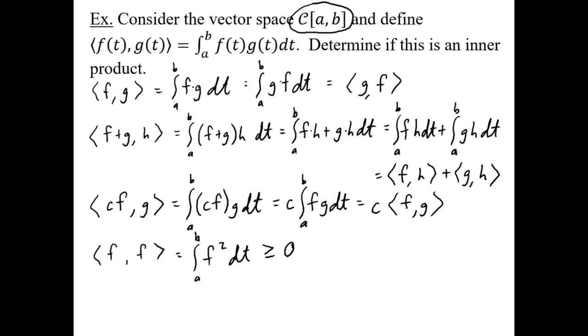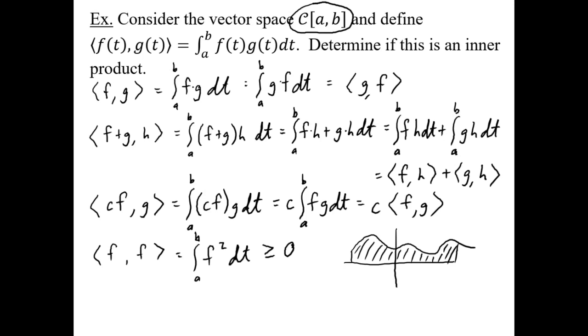It is possible for an integral to be 0 if the area above cancels the area below, but in this case, that's not going to happen, right? Again, we're integrating f squared. F squared is always above the x-axis. So when we find integrals, it's always going to be positive because that region is always above the x-axis. So the fourth condition is also met. So this is another example of an inner product.